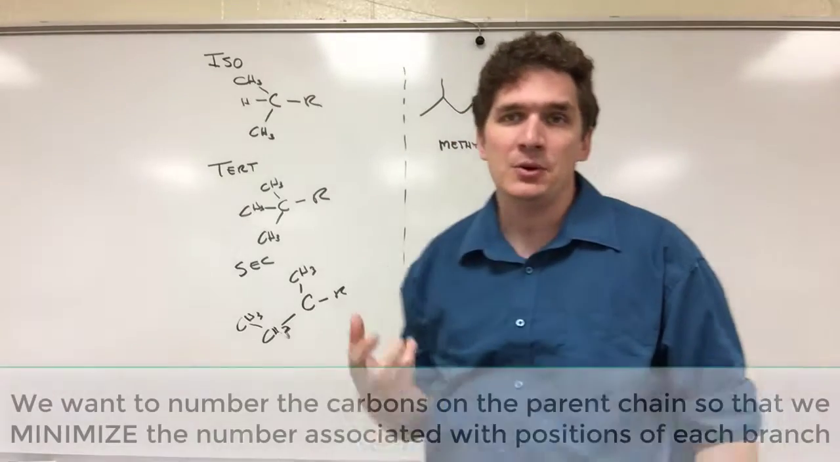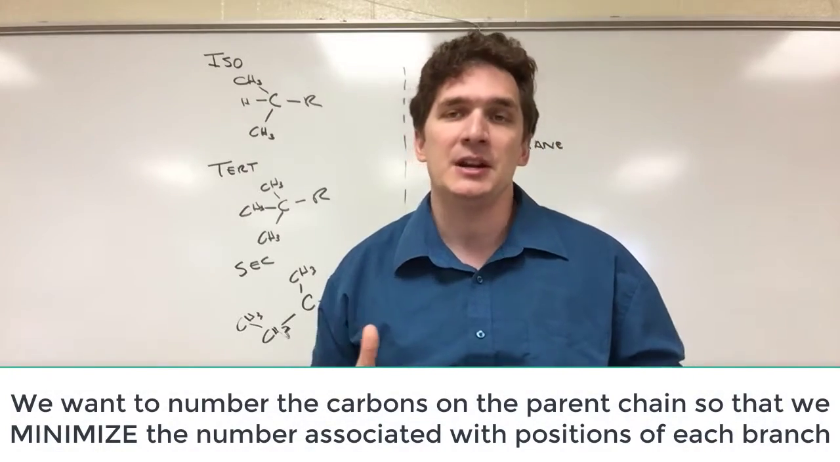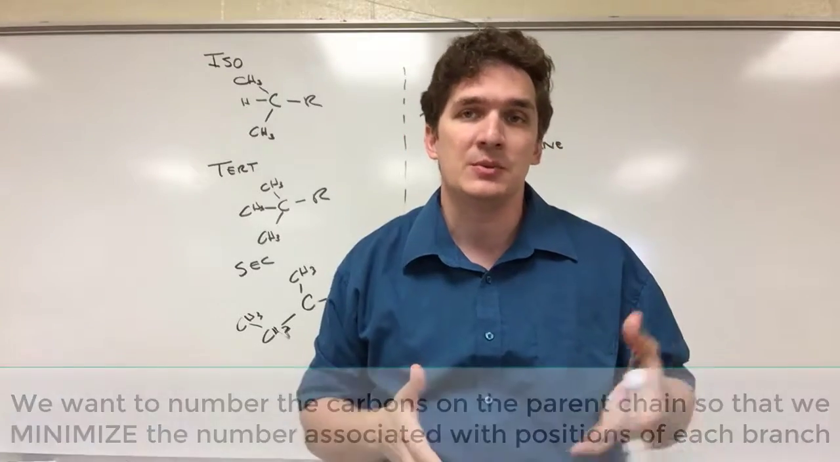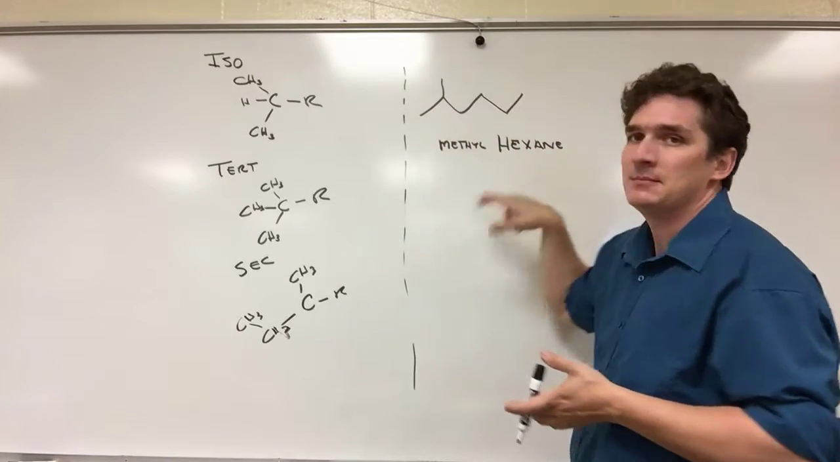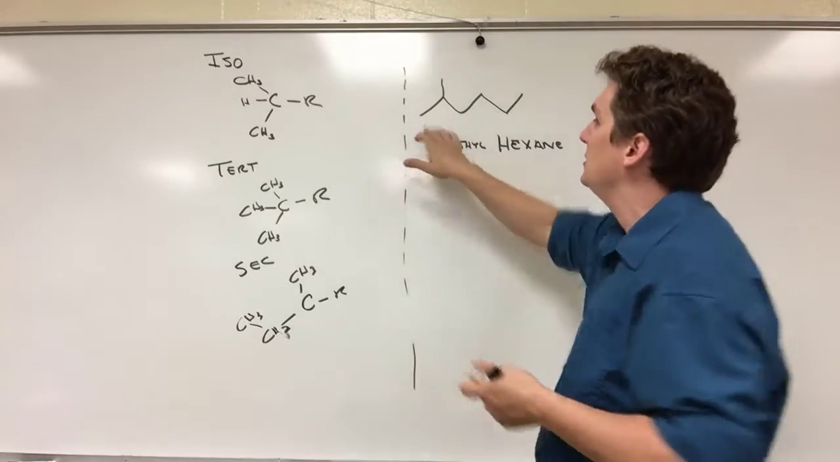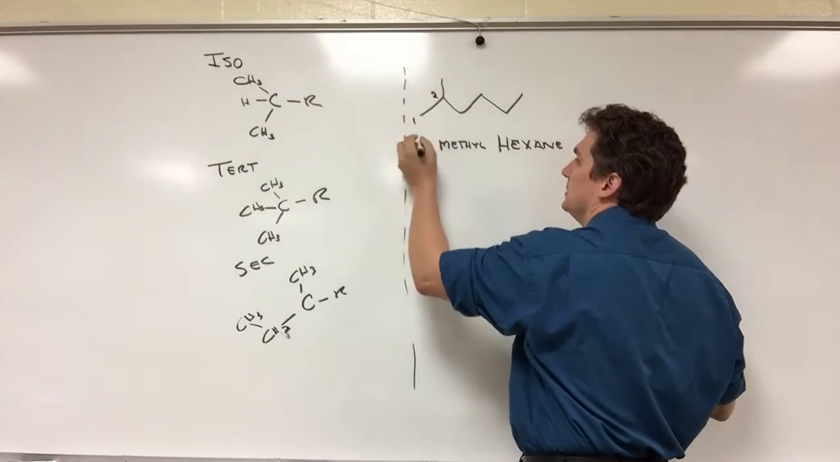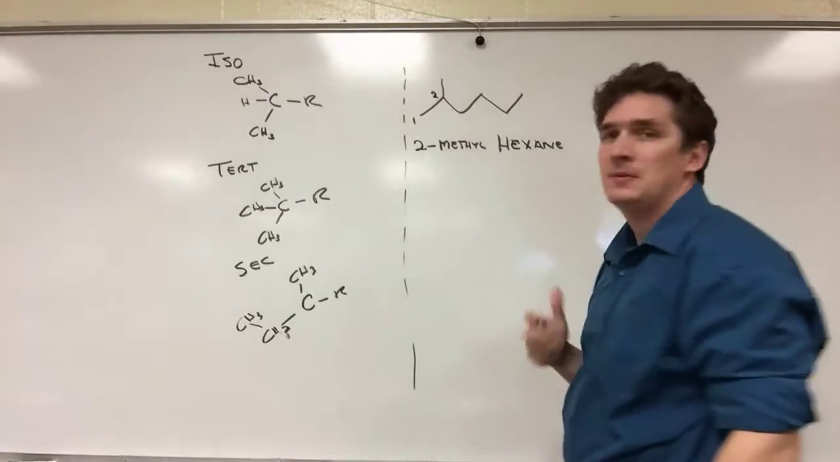What we want to do is pick a starting carbon on the parent chain that minimizes the numbers we associate with the groups. So if we start here, this would be 5-methylhexane, but we want this to be a lower number. So if we start here, we make this 1, 2, this is 2-methylhexane.